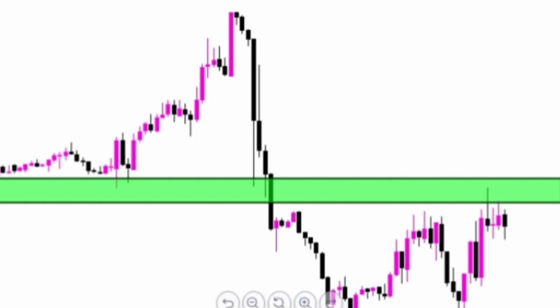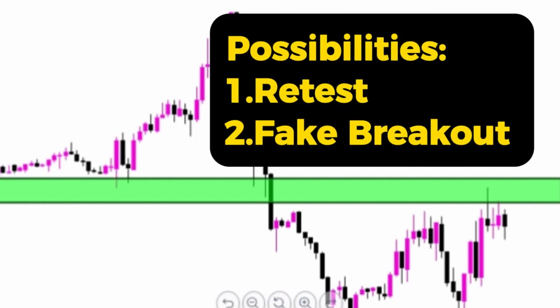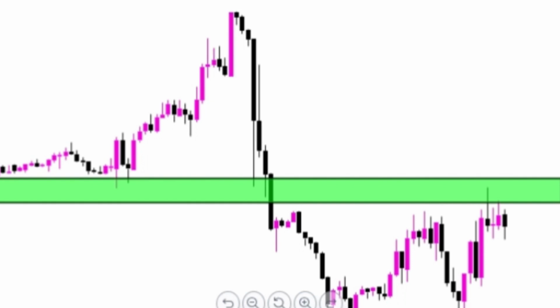Now there could be 2 possibilities here. The first is that the market has come to this zone for a retest, or this is just a fake breakout that has occurred in the market. When the market reacts like this, we must wait for the market to give a confirmation of a real breakout before initiating a buy or sell position. The confirmation is necessary as this can be a fake breakout which is created in order to gather the counter orders from the market participants.